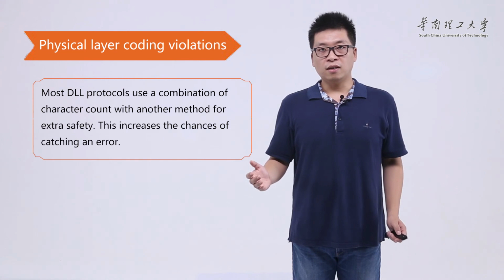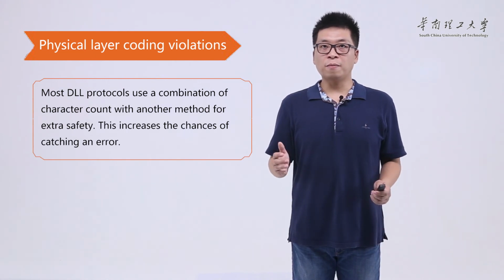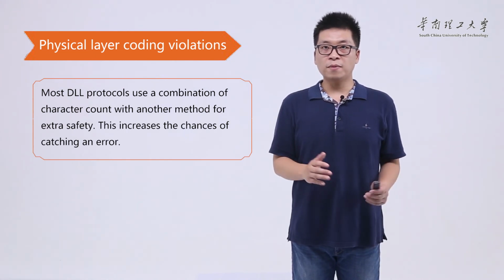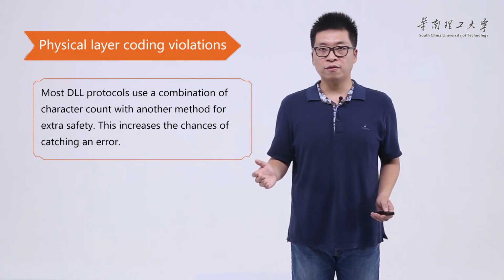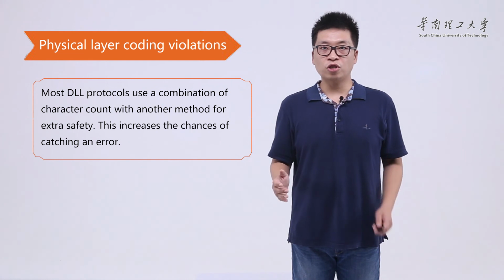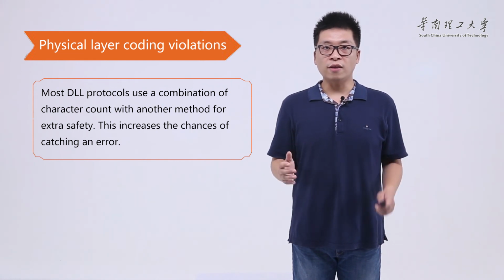In reality, most data link layer protocols use a combination of character count with another method for extra safety. This can increase the chance of catching an error.